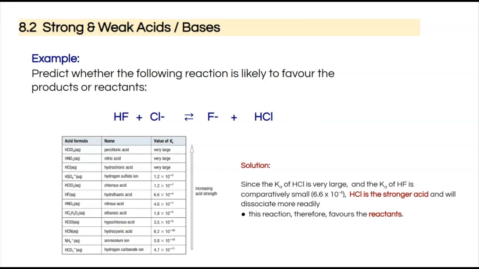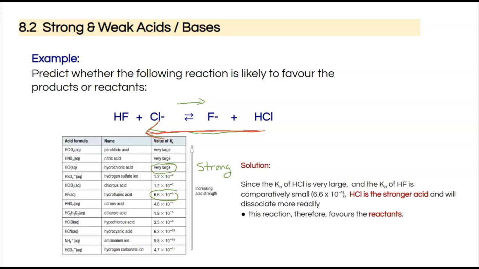So I can see from my chart that the Ka value for HCl is very large. And I can see that the Ka value for HF is smaller relative to that. So what that's telling me is that HCl is stronger in this push of war. It's going to want to dissociate more readily than the HF is going to be able to dissociate. And what that tells me is that this equilibrium is going to be, as a function of that, pushed towards the left. In other words, my reactants are going to be favored strongly.